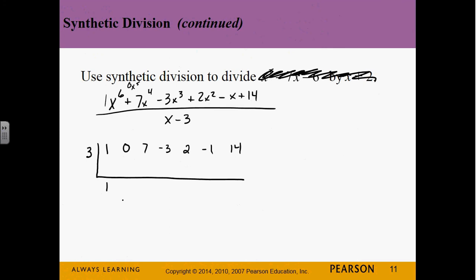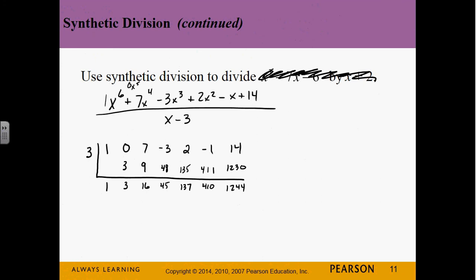So now we're going to start by bringing the first term down, multiply and bounce. So 3 times 1 is 3. Add, we get 3. Multiply and bounce, 3 times 3 is 9. Add, 9 plus 7 is 16. Multiply and bounce, so 3 times 16 is 48. Negative 3 plus 48 is 45. 45 times 3 is 135, plus 2 is 137. Now we multiply and bounce, so 137 times 3 is 411. Negative 1 plus 411 is 410. 410 times 3 is 1230. Plus 14 is 1244. All right?